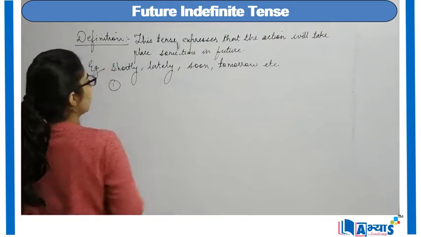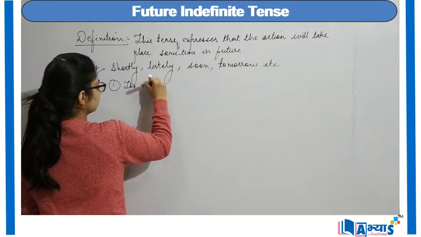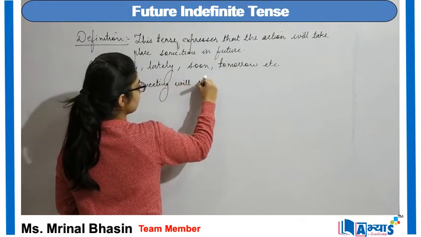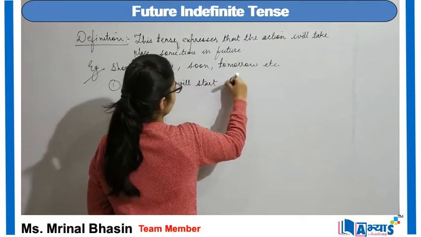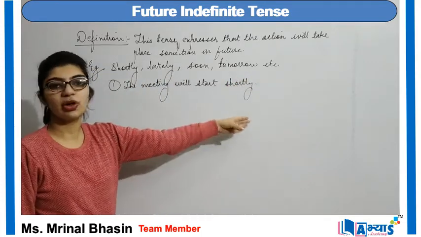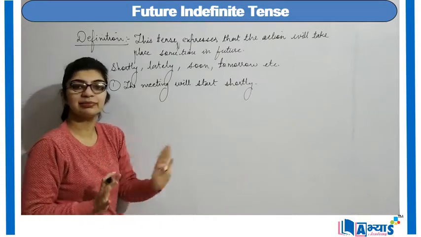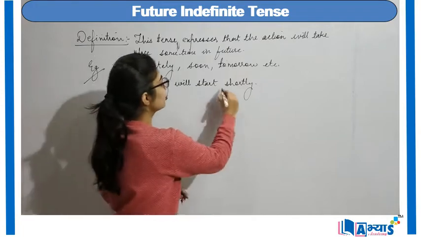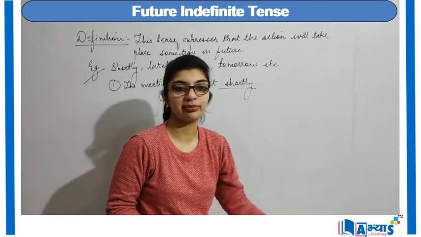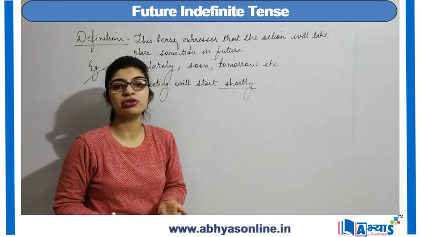So, first example can be: the meeting will start shortly. Now, the meeting will start shortly. It means that we know the sentence is in simple future form, but here, with shortly, I know that the meeting will start sometime in future, right? But at what time, I am not sure.